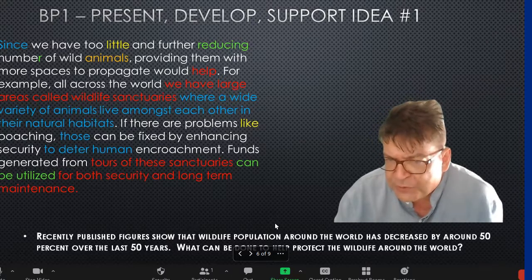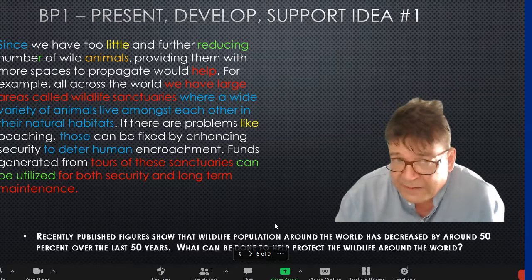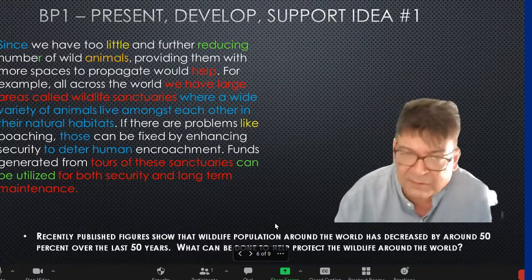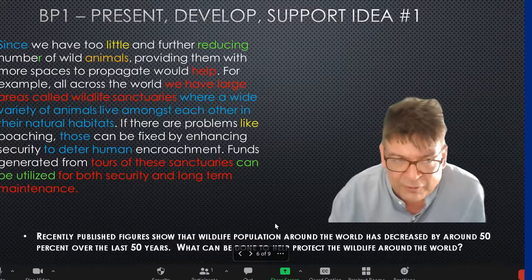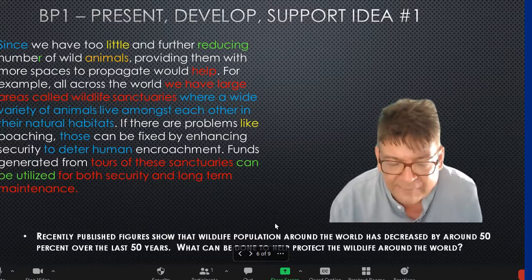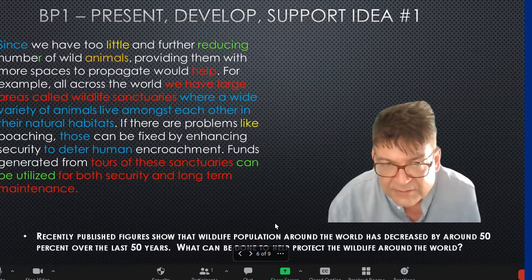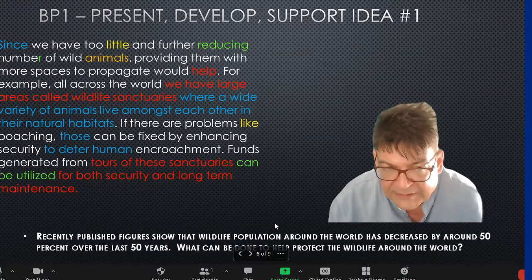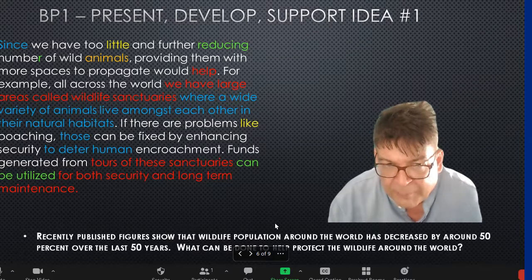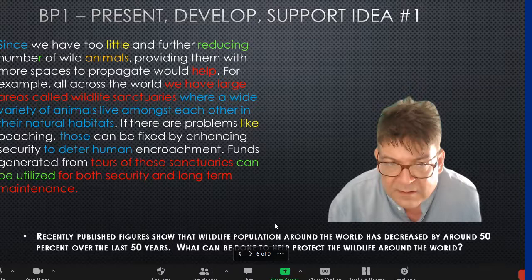Trying to use reduce as an adjective here. And a further, and a, since we have too little and further reducing, the further reducing part is just awkward and grammatically incorrect. Reducing numbers of wild animals and plants, providing them with more space, not spaces, I don't think, to propagate. Good. Would help. Would help what? Help do what?